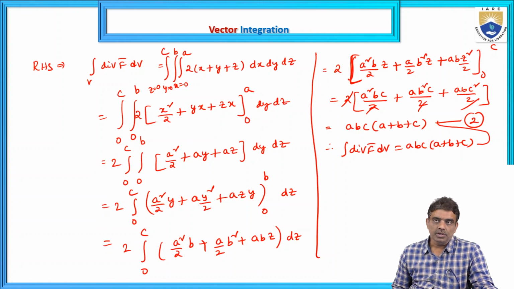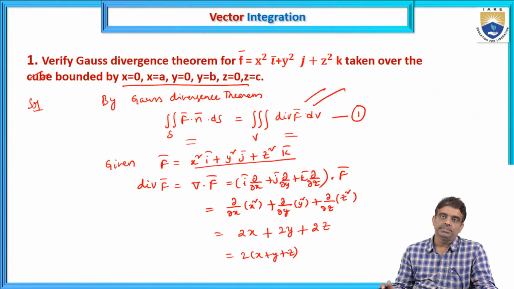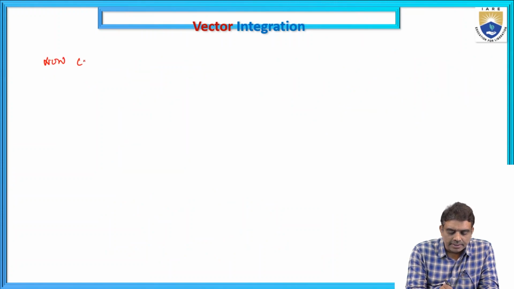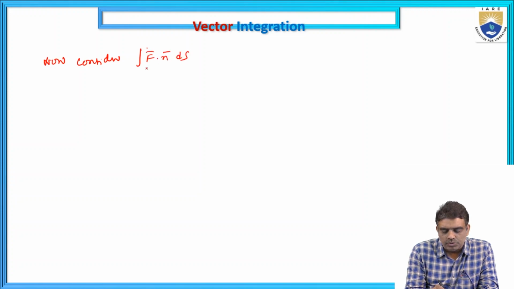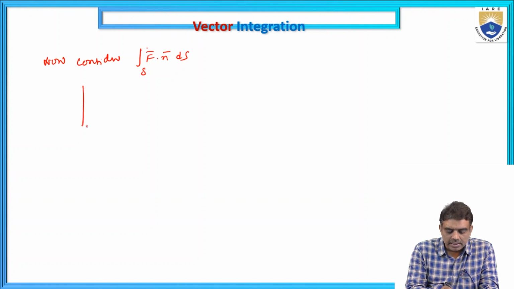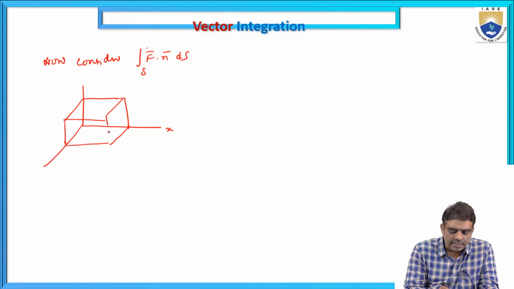Now to verify the divergence theorem, I need to calculate the right hand side part also. What is that part? It is the integral of f bar dot n bar ds over the surface S. Here the region of integration is the rectangular parallelepiped. X varies from 0 to a and y varies from 0 to b and z varies from 0 to c.